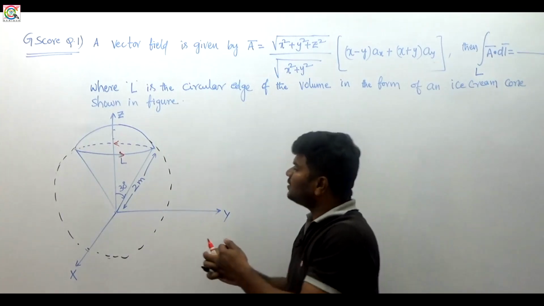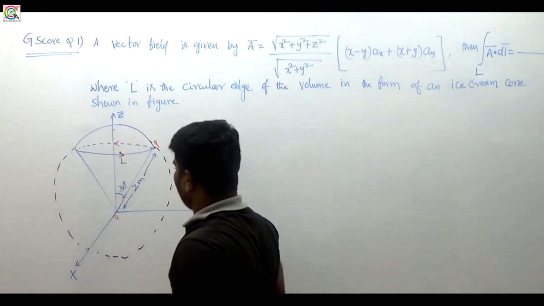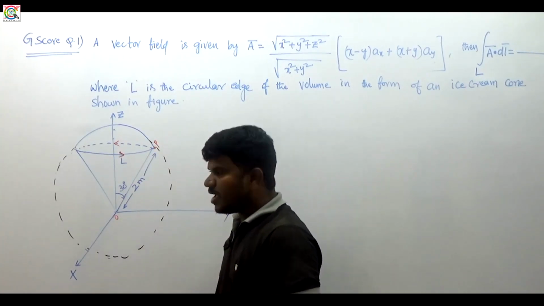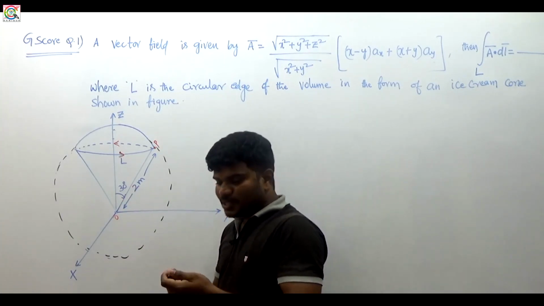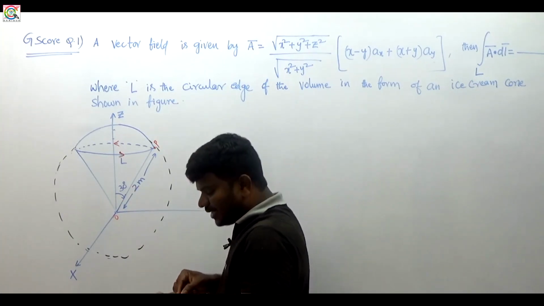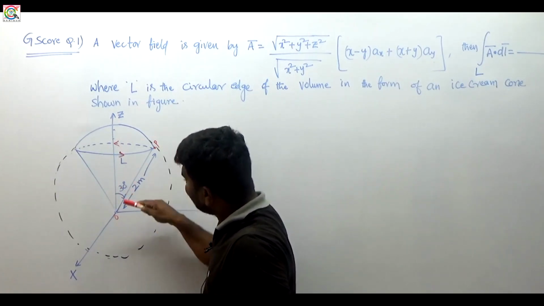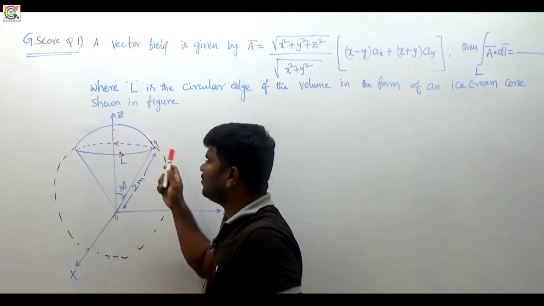Now what is the distance from this origin to this point? Let us suppose this is the point P. The distance from the origin to this point will be the radius. So this is the radius. Now what about this 30 degrees angle? This 30 degrees is the angle between the OP line and the Z axis.